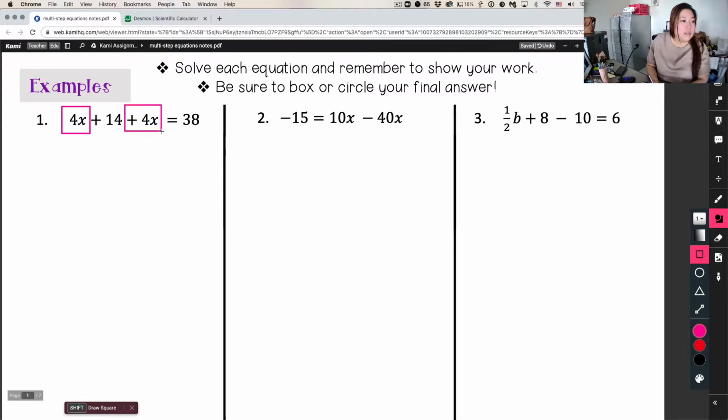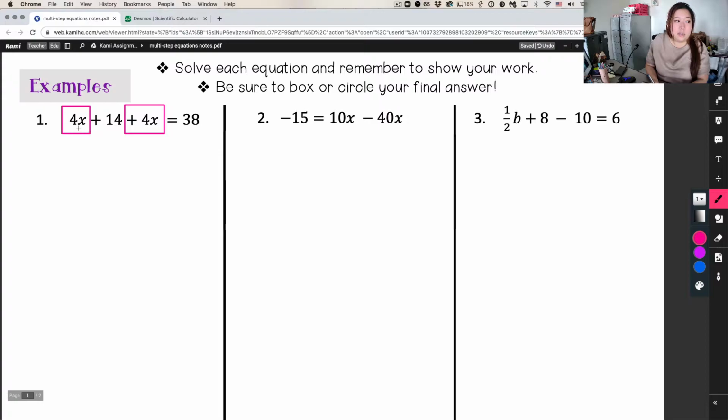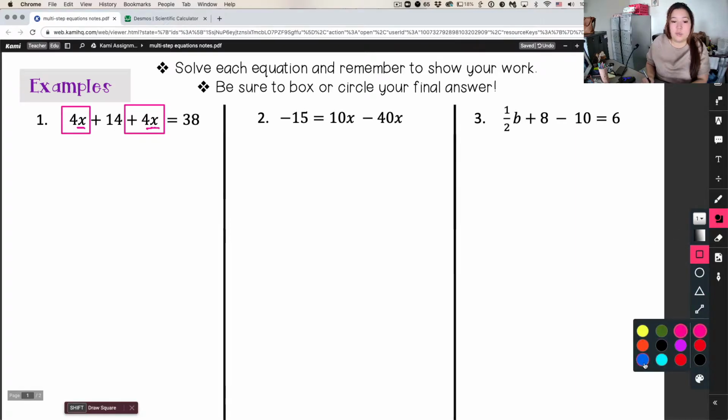Okay, so 4x, here's another 4x. These both are like terms, remember, because they both have the same x variable. Whereas this 14 right here is not a like term with them because there's no variable. This is a constant, so you cannot combine it.